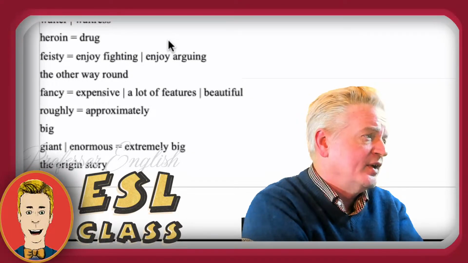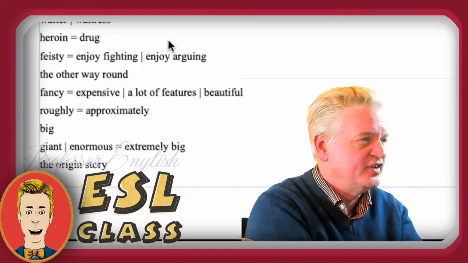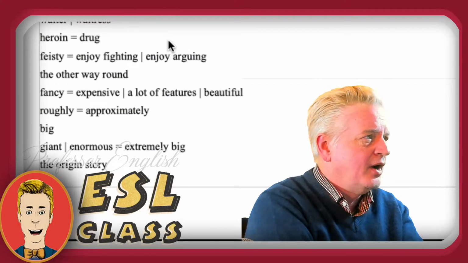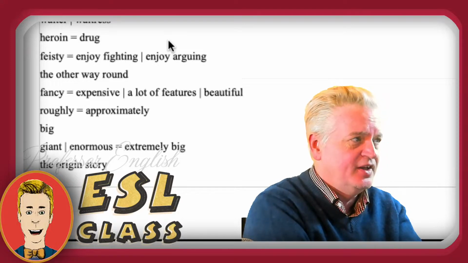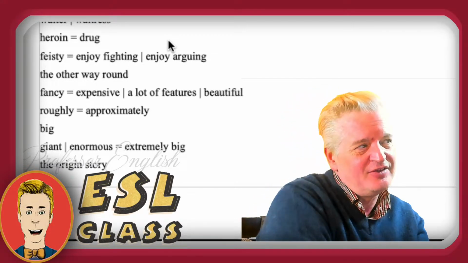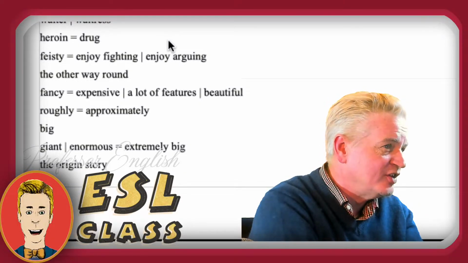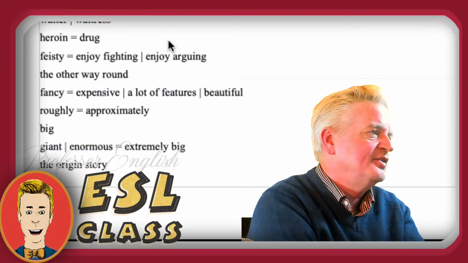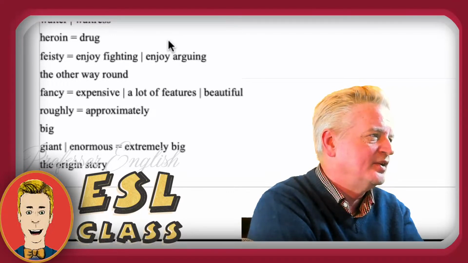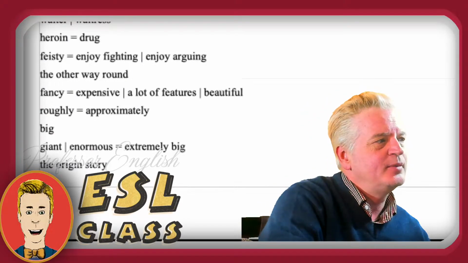Okay, we encountered the phrase "the other way around," which is another way of saying the opposite. Then we talked about the word fancy, which could mean expensive. Sometimes it means expensive. Sometimes it means it has a lot of features. And sometimes it could mean beautiful or very decorative. Okay, and the word roughly is approximately.